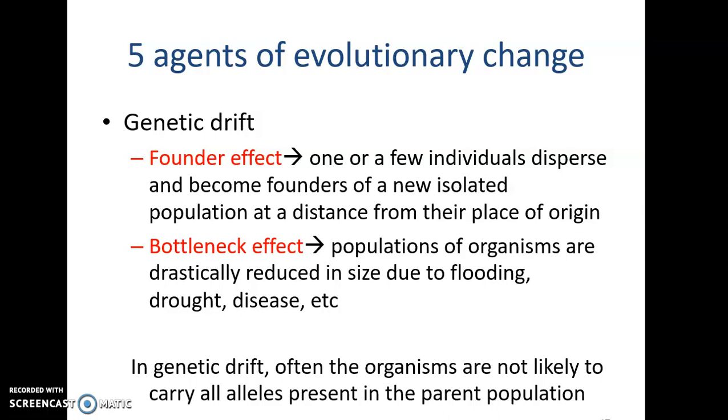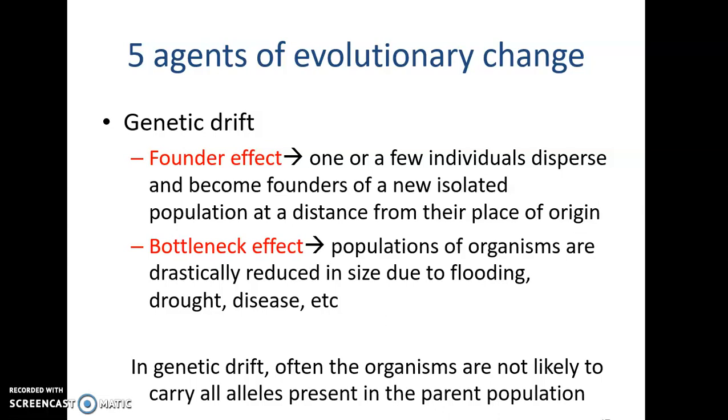For example, the Amish in the United States were founded by just 200 Germans, and we can see that there are a lot of genetic conditions prevalent in the Amish population that are quite rare in the population at large, like polydactyly, the presence of more than 5 fingers.